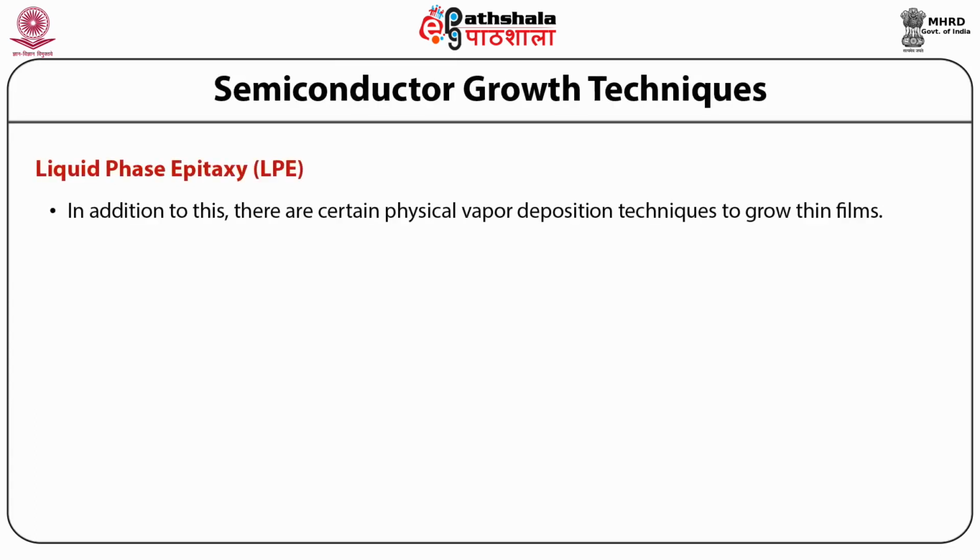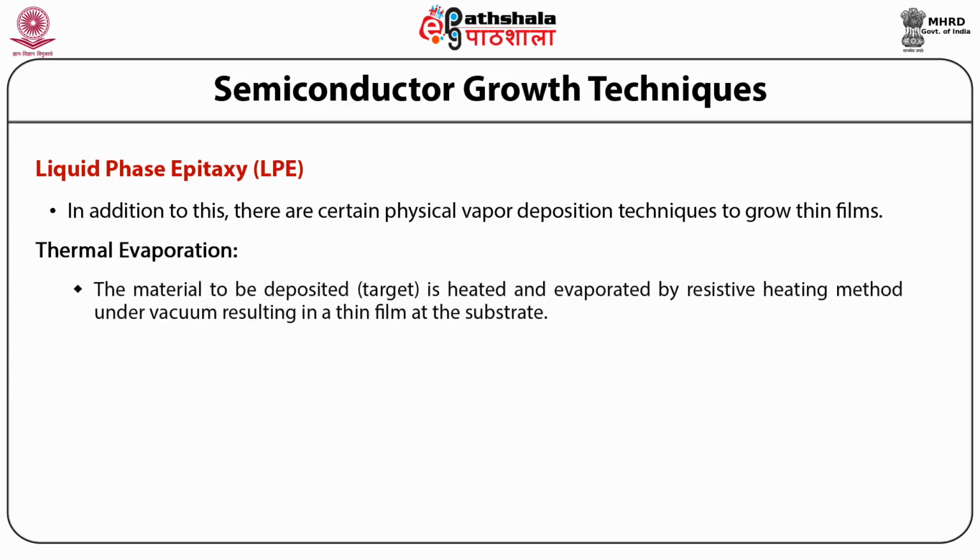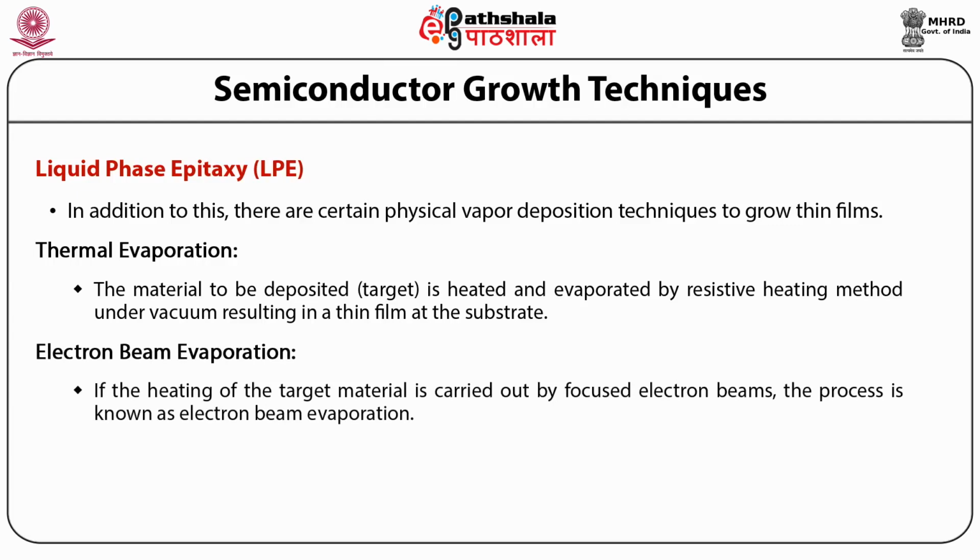In addition to this, there are certain physical vapor deposition techniques to grow thin films, and these are thermal evaporation, where the material to be deposited is heated and is evaporated by resistive heating method under vacuum, resulting in a thin film at the substrate. Next is electron beam evaporation, where the heating of the target material is carried out by a focused electron beam.